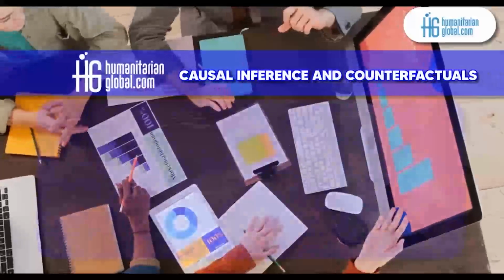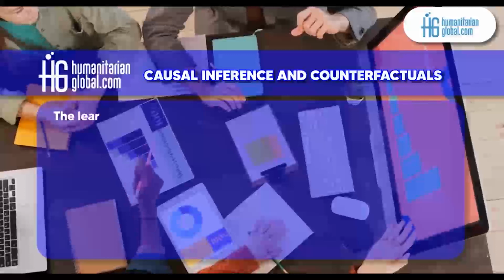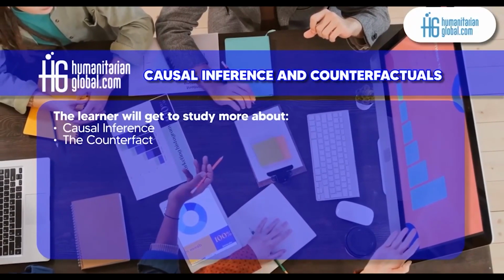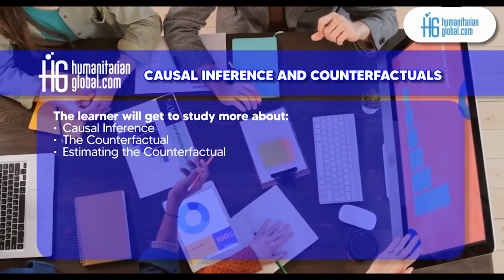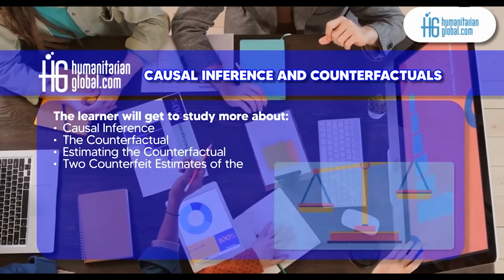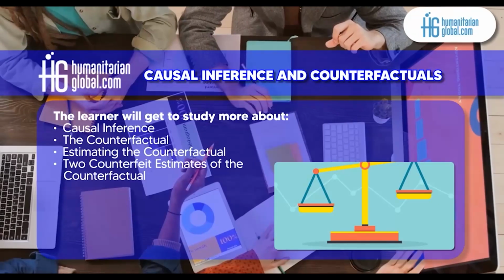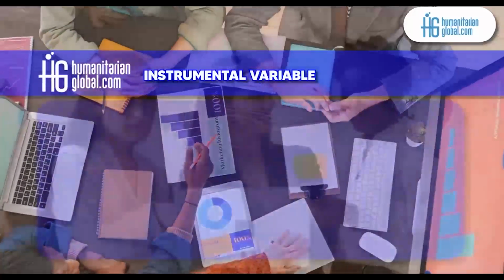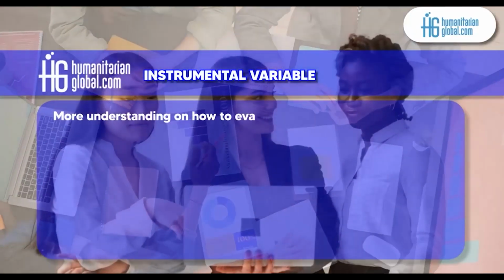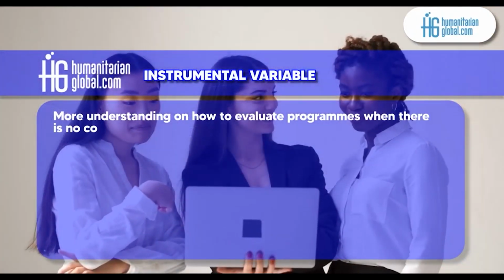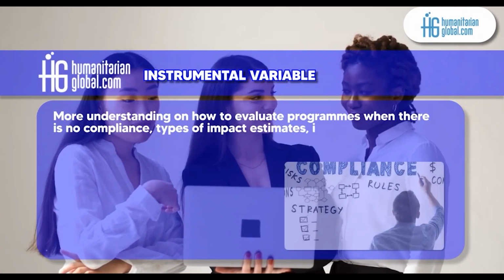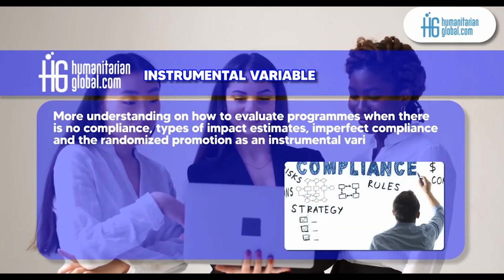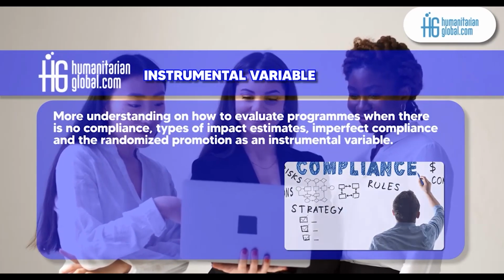In addition, you will learn about causal inference and counterfactuals. In this module, the learner will get to study more about causal inference, the counterfactual, estimating the counterfactual, and two counterfeit estimates of the counterfactual. Our sixth module is instrumental variable. This module offers more understanding on how to evaluate programs when there is no compliance, types of impact estimates, imperfect compliance and the randomized promotion as an instrumental variable.